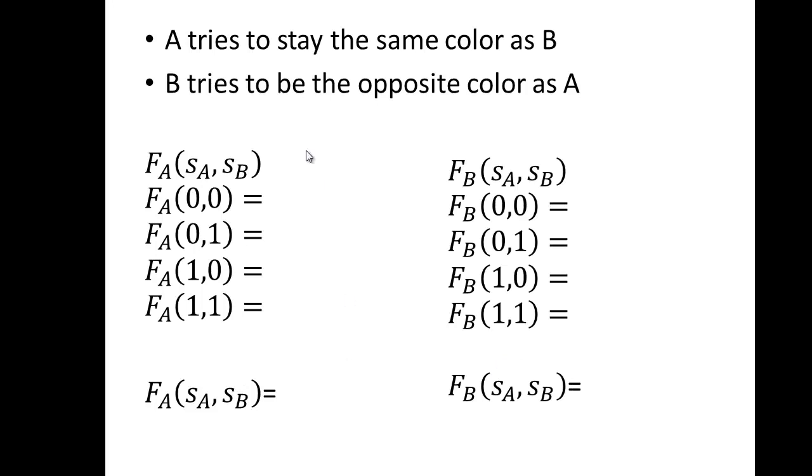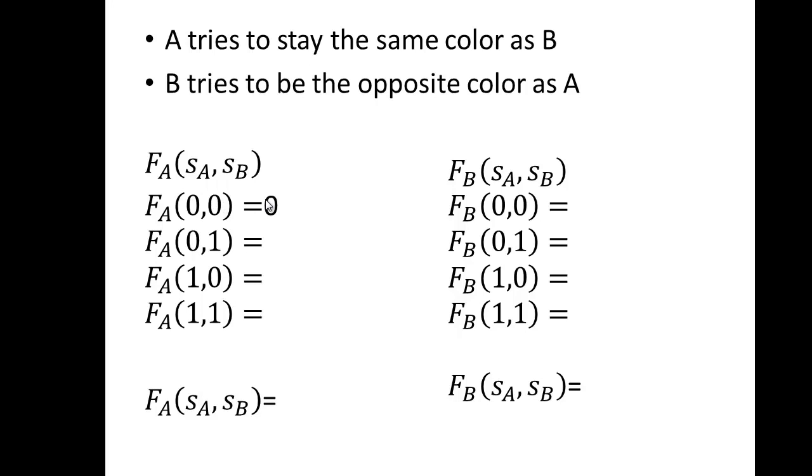So let's take a look at our first piece of analysis. F sub A of 0, 0. This means that A is currently 0, B is currently 0. And what does A do? A tries to stay the same color as B. So if B is 0, that means A is going to make its move and be 0. Okay, what happens next? Well, what's A going to do if A is 0 and B is 1? Again, A tries to stay the same color as B. So this means that A will flip to 1.